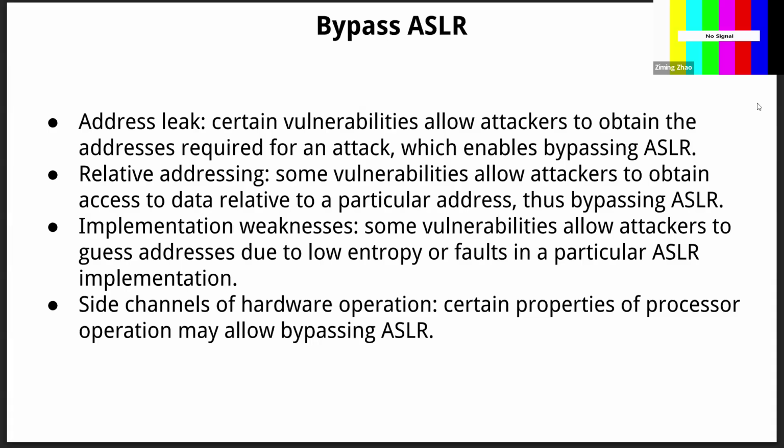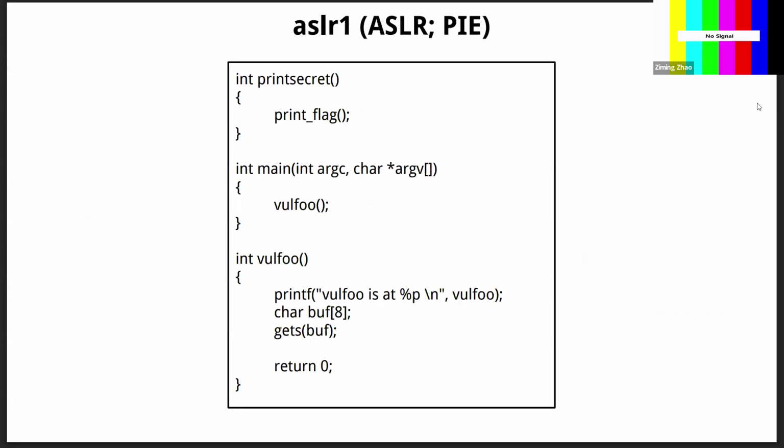There are many different levels of vulnerability as well. Even at the microarchitecture level, side channels can disclose some information to bypass that. So our job is to bypass several of these. Now ASLR is enabled, but we're still going to get the flag. So this is our first challenge here.